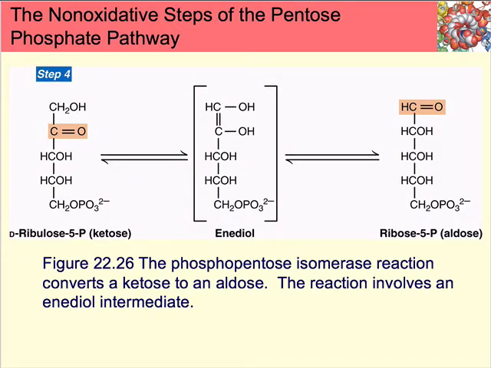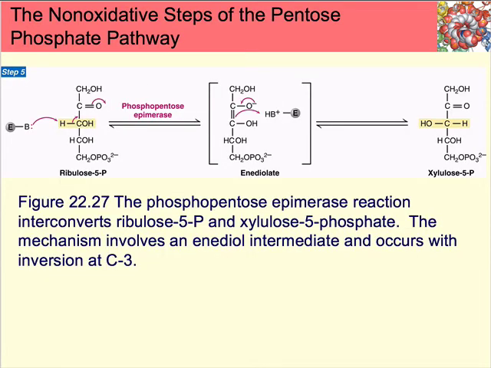The phosphopentose isomerase reaction converts, as we mentioned, a ketose to an aldose with an enediol intermediate, as shown here. The phosphopentose epimerase reaction interconverts ribulose 5-phosphate and xylulose 5-phosphate. This mechanism also involves an enediol intermediate and occurs with inversion at carbon 3.